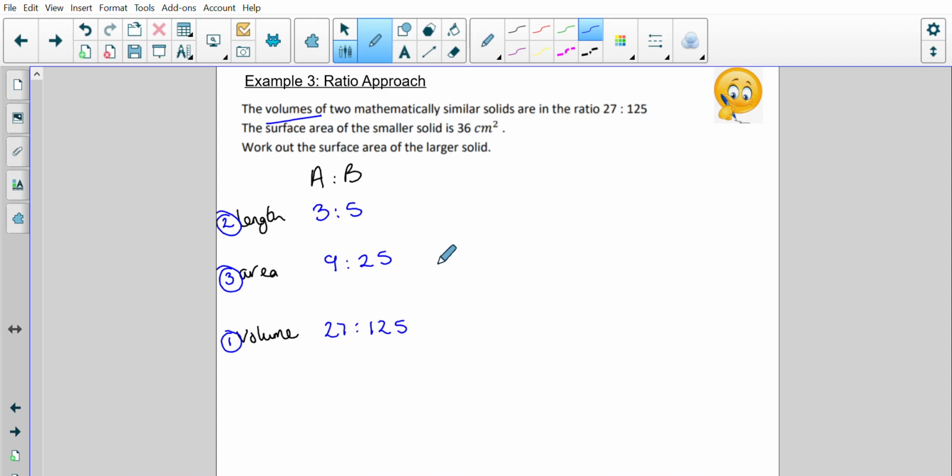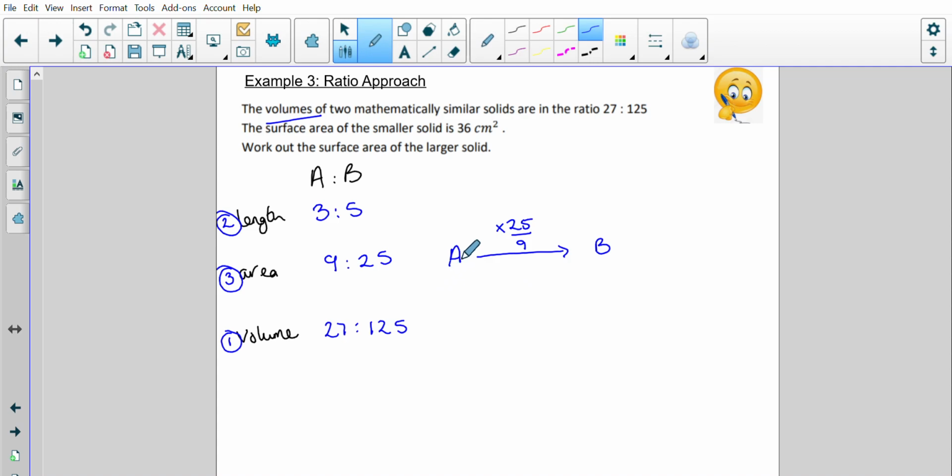So let's work out the fraction we need to multiply by from our ratio. Okay, so if we want to go from A to B and we are working in area, we're going to use the area ratio. So it means we're going to have to times by 25/9 to go from A to B.